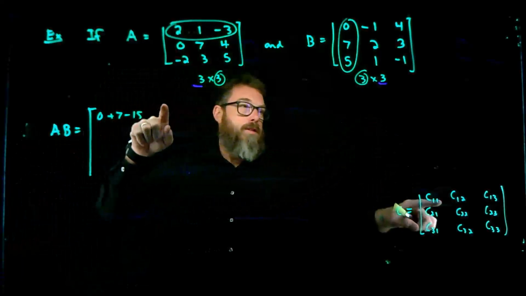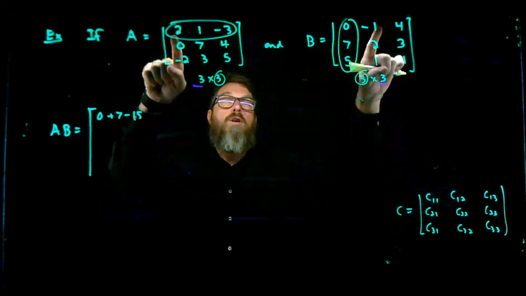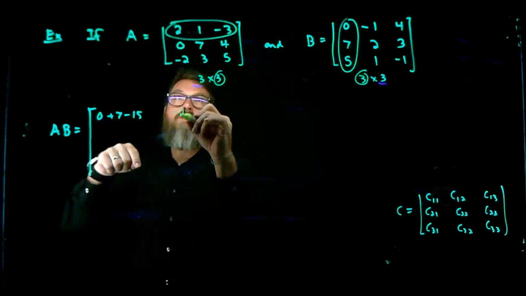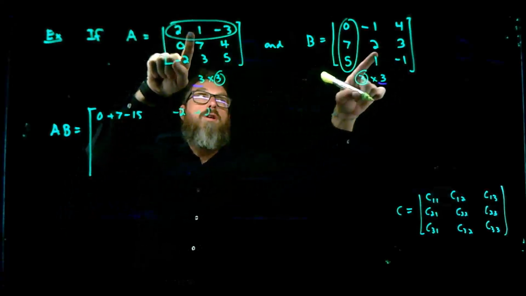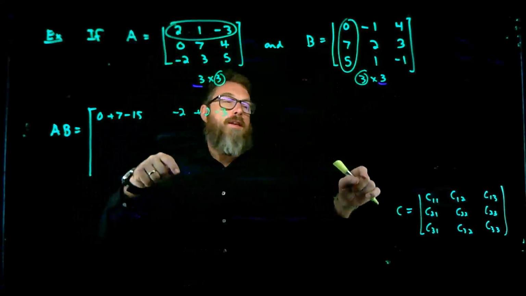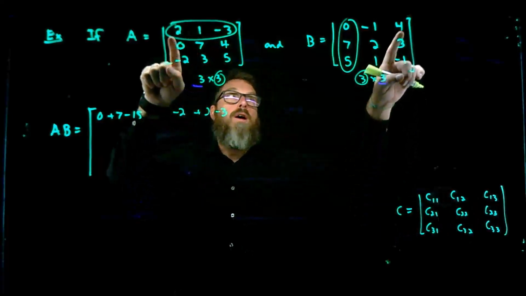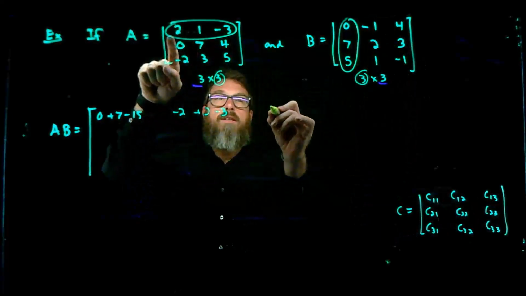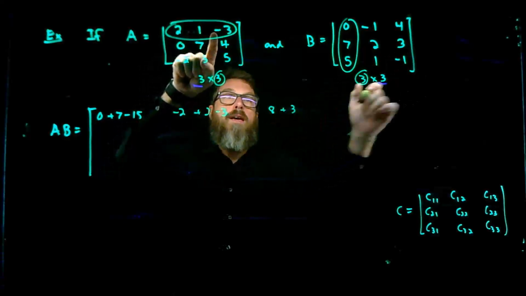The next one is going to be here. I have first row, second column, so I'm going to do the second column. So 2 times negative 1 is minus 2. Plus 1 times 2, and then minus 3. And then finally, this says first row, third column. 2 times 4 is 8, 3 plus 3, and then plus another 3.